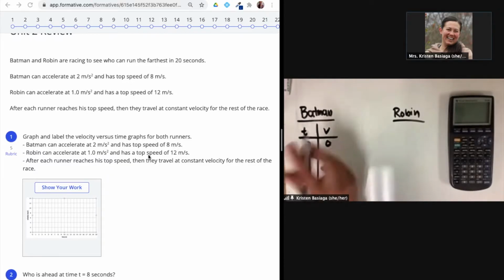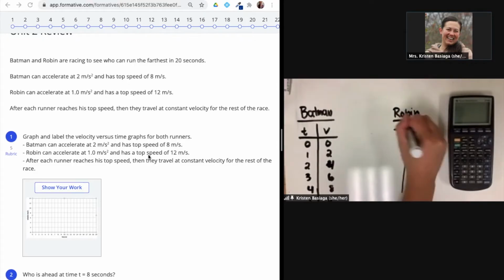So that at 1 second, he's traveling 2 meters per second, so on and so forth until he reaches a top speed of 8. So that takes him 4 seconds to do. But once he reaches that 8 meters per second, it says he then travels at constant speed. So at 5 seconds, he's traveling at 8 meters per second, and so on and so forth.